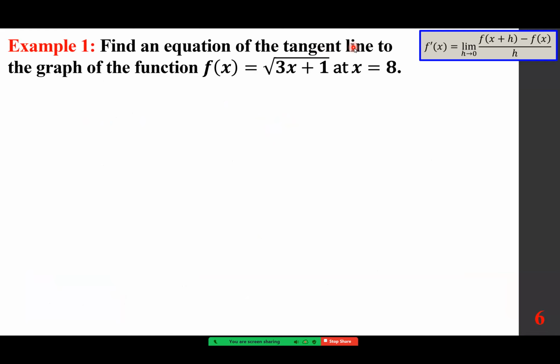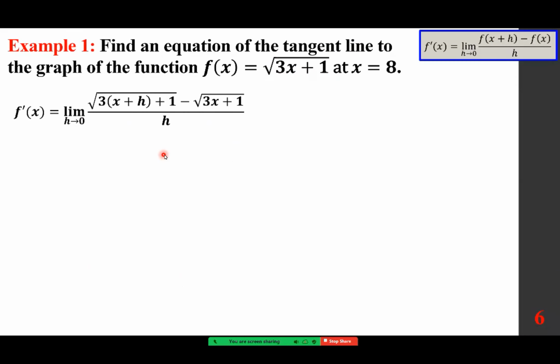Rather than using f prime of a, we're going to go with f prime of x and then plug in. So f prime of x, according to this definition, is the limit of f of x plus h minus f of x over h. So f of x plus h is the square root of 3 times x plus h plus 1. F of x is itself. So it's very straightforward.